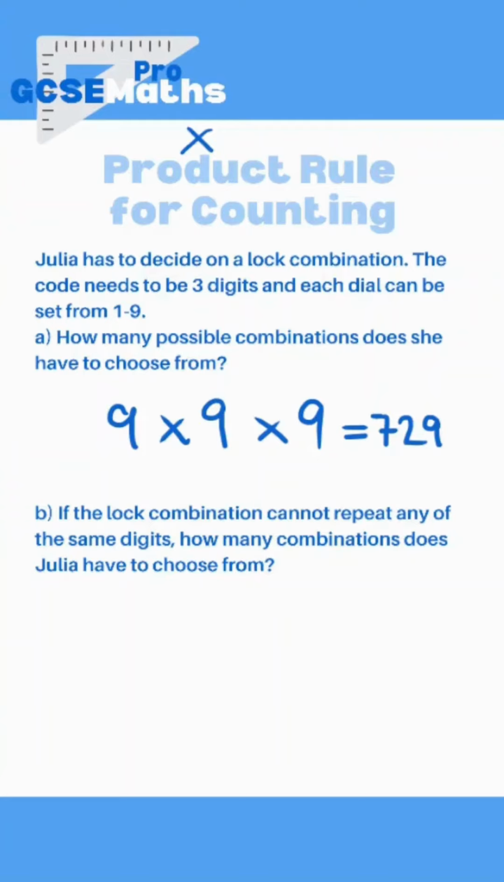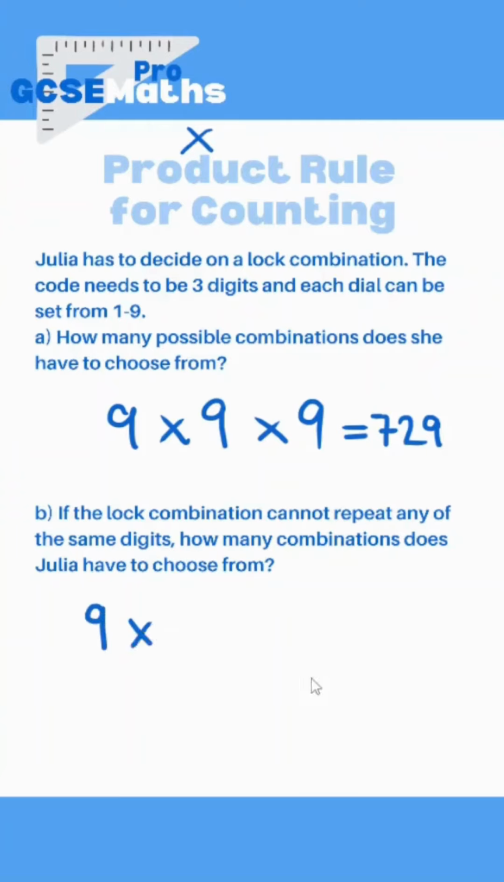Now, part B is a little bit more specific. If the lock combination cannot repeat any of the same digits, how many combinations does Julia have to choose from? So let's go through the same process again. We can't repeat any of the same numbers. So when I look at the first dial, I still have 9 different numbers to choose from, so that's fine.